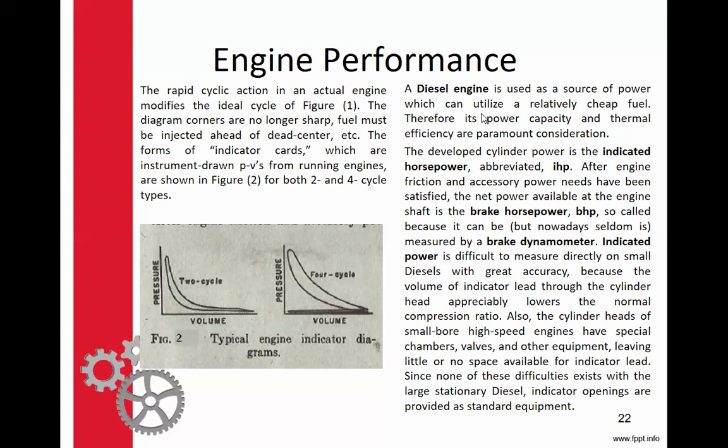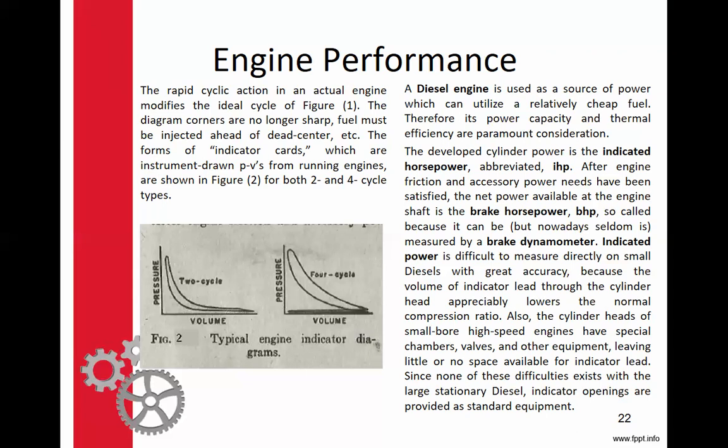A diesel engine is used as a source of power which can utilize a relatively cheap fuel. Therefore, its power capacity and thermal efficiency are paramount considerations. So the developed cylinder power is the indicated horsepower, abbreviated as IHP. After engine friction and accessory power needs have been satisfied, the net power available at the engine shaft is the brake horsepower, BHP, so-called because it can be, but nowadays seldom is, measured by brake dynamometer. Yan, mas malito sa indicated.